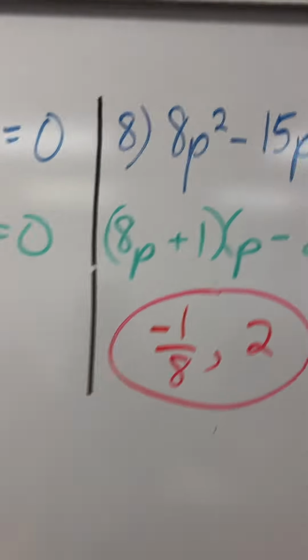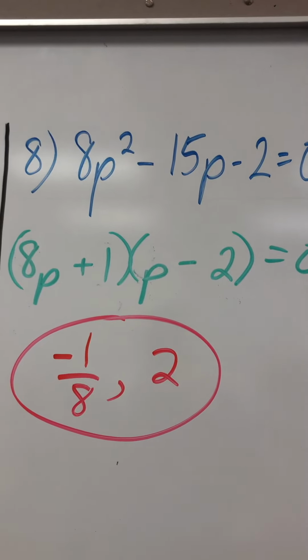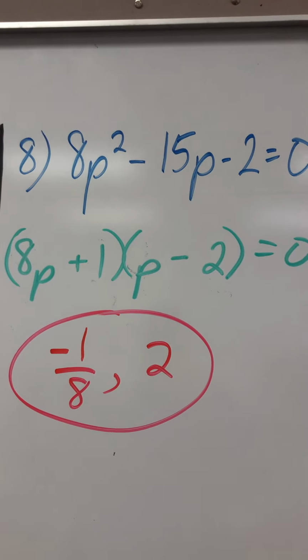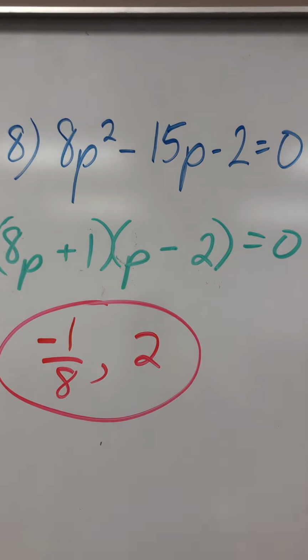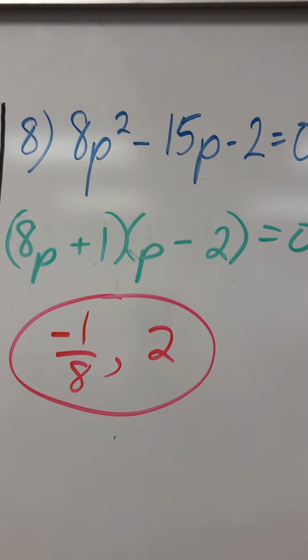And then going back to the 3 terms, you factor (8p plus 1) times (p minus 2). Your answer is negative 1/8 and positive 2.